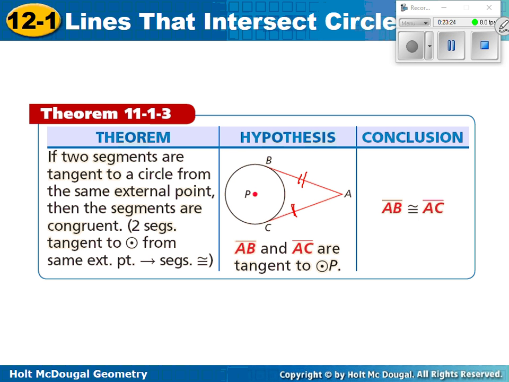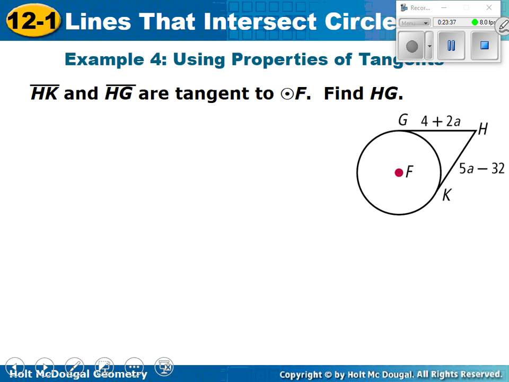Questions on the second rule? They have to come from the same point, and they both have to be tangent to the circle. But if they're both tangent starting from the same point, they're going to be congruent. So try the last example there in your notes with your partner, and then we'll check it.